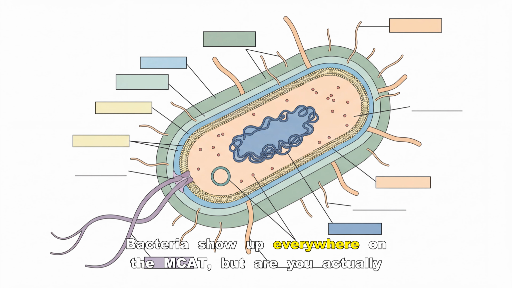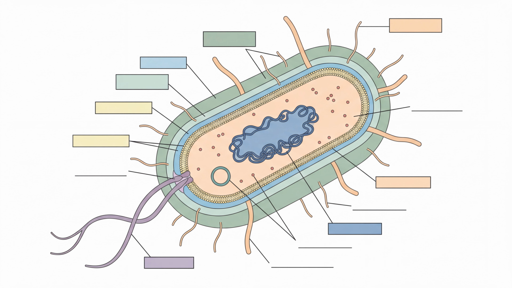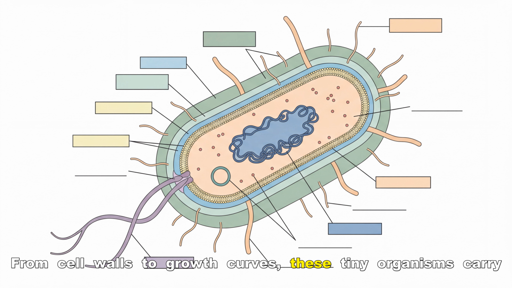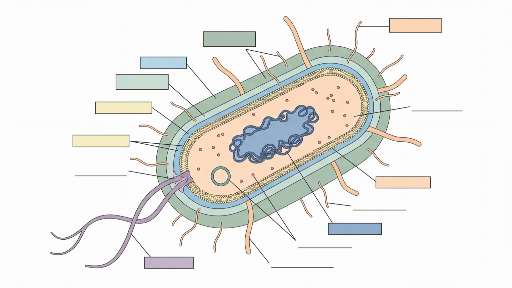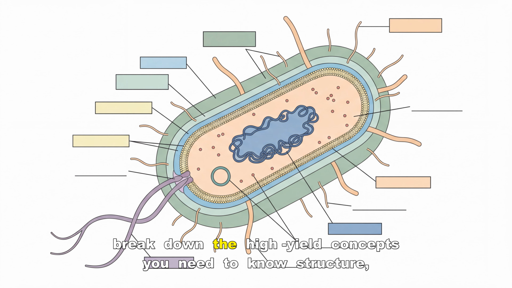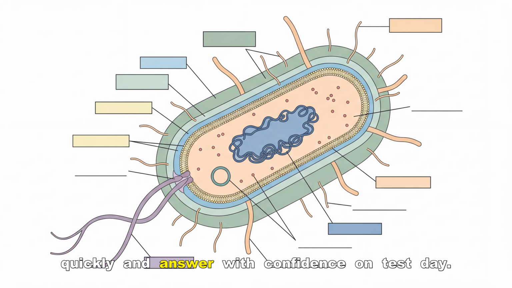Bacteria show up everywhere on the MCAT, but are you actually clear on what makes them different from everything else you've studied? From cell walls to growth curves, these tiny organisms carry a huge amount of testable detail. In this video, we'll break down the high-yield concepts you need to know: structure, reproduction, and classification, so you can recognize patterns quickly and answer with confidence on test day.